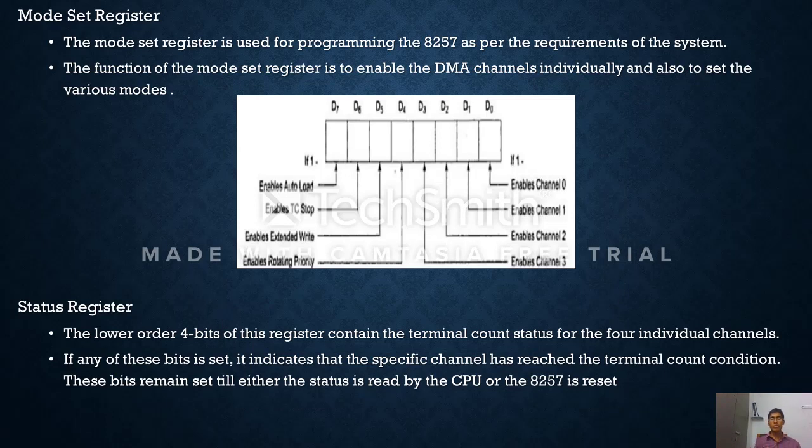So, the mode register is used for programming 8257 as per the requirements of our system, and the other functions of the mode register are to enable the various DMA channels individually, and also to set the different modes. So, what are these modes? These modes basically, using DMA we can transfer data in various modes. For example, we can transfer data using block transfer or cycle stealing transfer. So what are these various modes? We will look into it later.